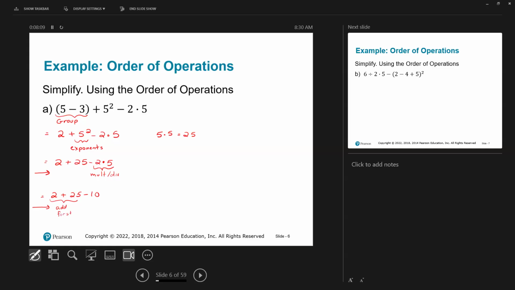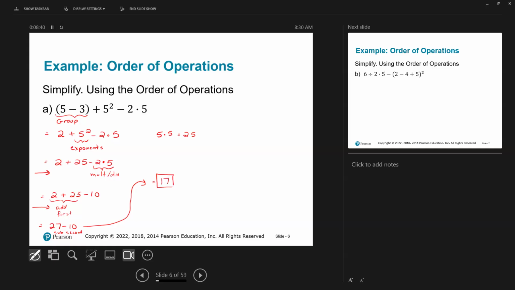So because this is first, I'm going to deal with this one first. So that is going to be 2 plus 25, which is 27 minus 10. We ran out of room. And then the next part is going left to right. Well, we only have one operator, so we're going to do the subtraction second. So 27 minus 10 is going to leave me with 17.